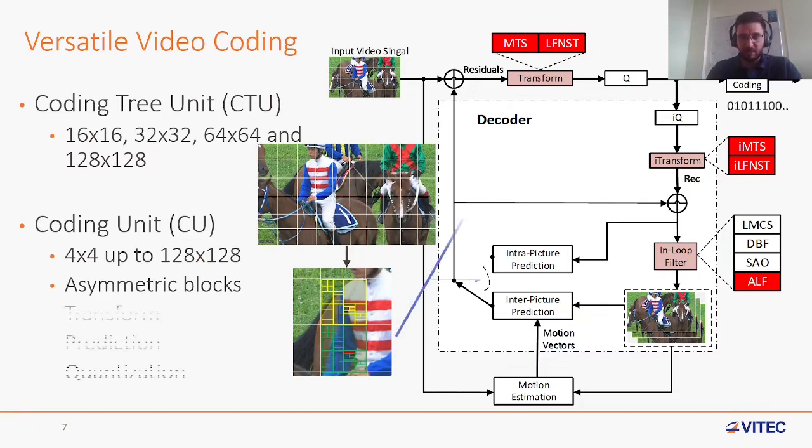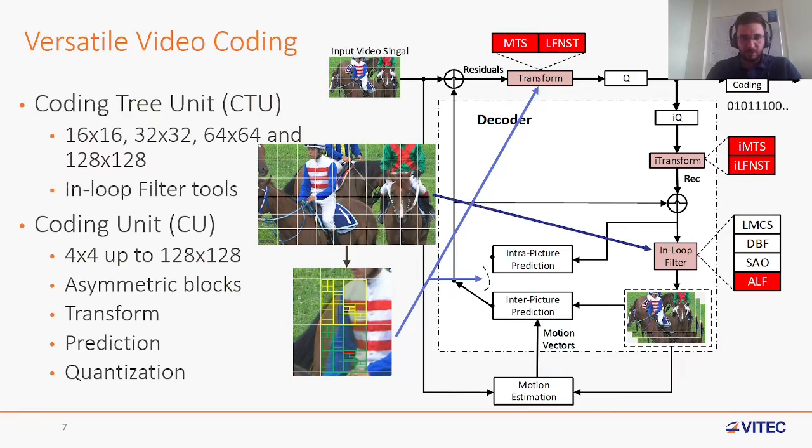In fact, at the level of transform, prediction, and quantization, CUs are the ones being processed, while at the level of in-loop filter, the CTUs are the ones being processed. In fact, the CTUs are the element blocks at the level of in-loop filters.